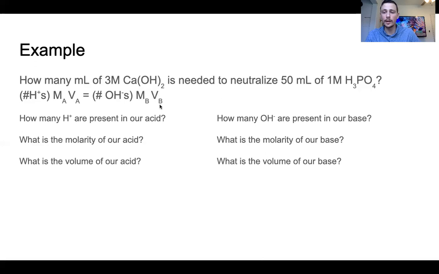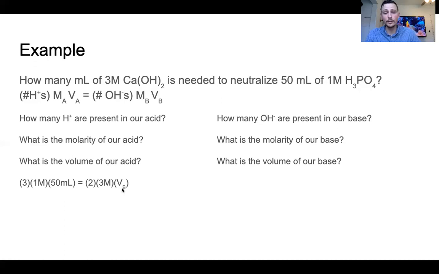Once you have all those numbers, you can again just plug them into our equation. The only one we shouldn't have something to plug in for is what we're trying to solve for, which is VB in this problem. We end up getting something like this, right? 3 acidic hydrogens times 1 molarity times the volume of 50 milliliters. Then we have 2 for the number of hydroxides, 3 molar, and the volume of our base here.